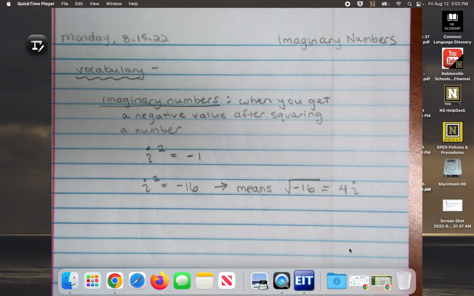Is this like pre-calc or calc whenever we start to apply it? That would probably be pre-calculus. Yeah, you'll get to do that next year.